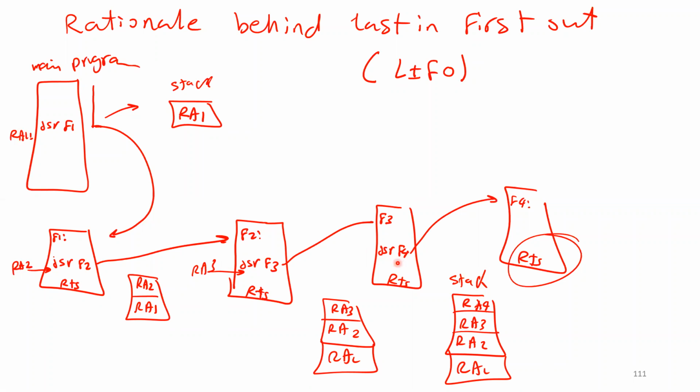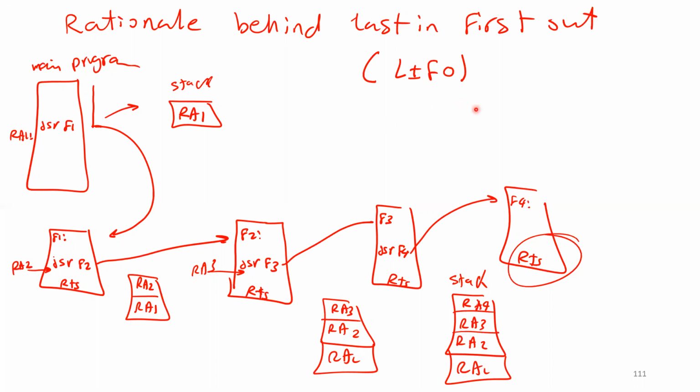However, when I need them, I need them last in, first out. Why? Because I'm going to return first from here to here. So I need the last one first, and then I'm going to move from here to here. So I need the second one, and so on. That's why it is last in, first out.